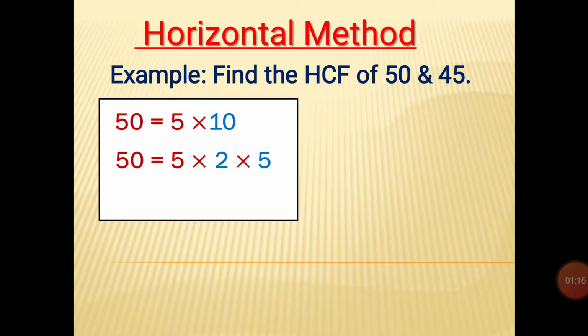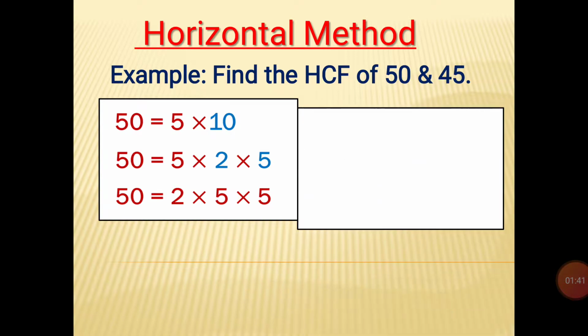The first factor of 50 is 5, which is not divisible by any other number, so we will write 5 as it is. The second factor is 10, which is present in 2's table. So instead of 10, we will write factors of 10 as 2 into 5. We will rearrange all the factors from smaller to bigger and we will write factors of 50 as 2 into 5 into 5.